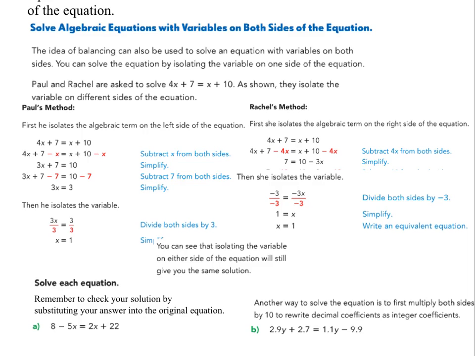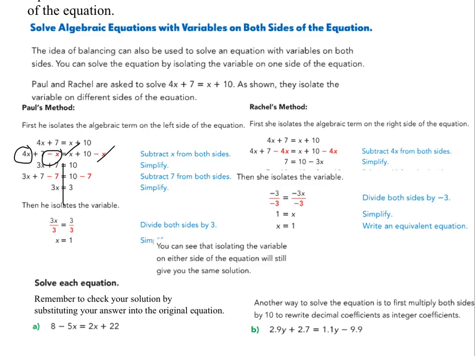So what we do is we have 4x plus 7 equals x plus 10. We have a 4x on one side and an x on the other. So I'm going to subtract x from both sides. The x's right here are going to cancel each other out. And 4x minus x, these are like terms. 4x minus x is 3x. 3x plus 7 equals 10. Now it's a basic two-step equation.